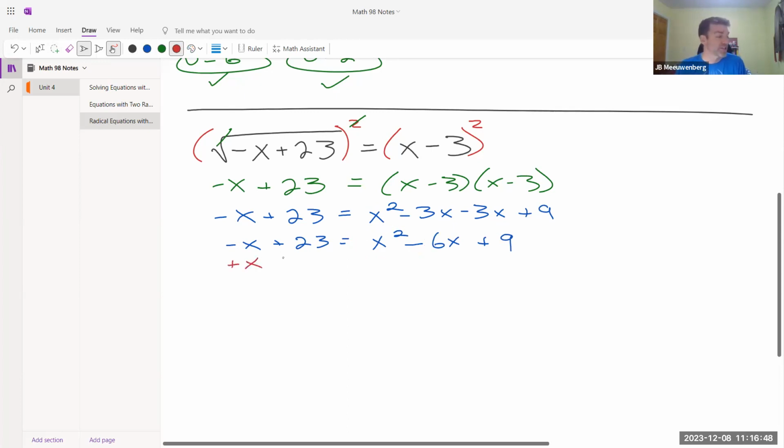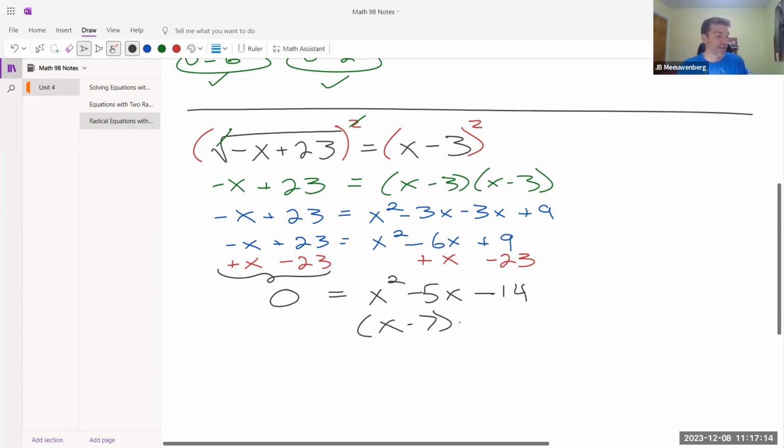So we're going to turn this left side into 0, do the opposite of both of these. So we're going to add x here, we're going to subtract 23 here. Over here, we're just left with a big old 0. On the right, x squared minus 5x minus, what's that going to be? 14. We finish it up by factoring this. x minus 7 times x plus 2 is equal to 0.